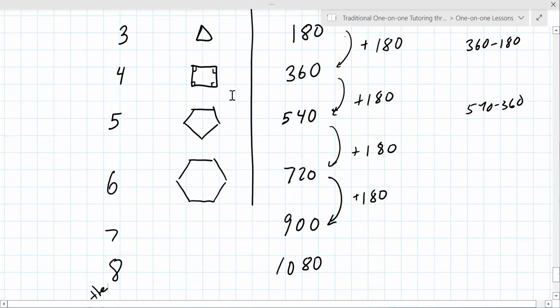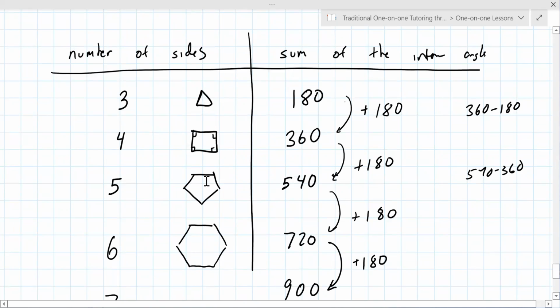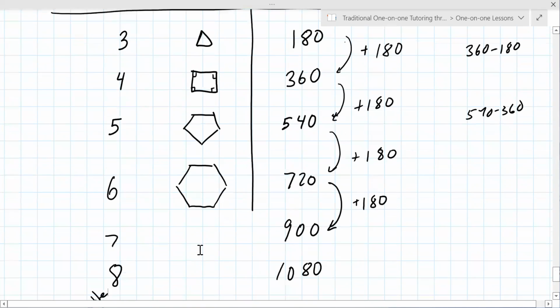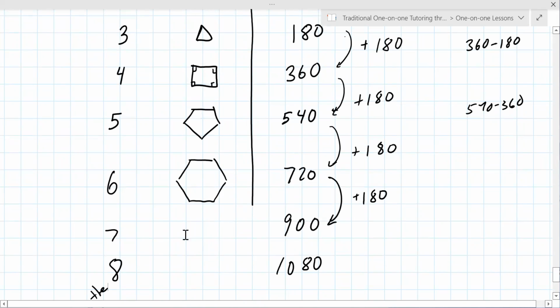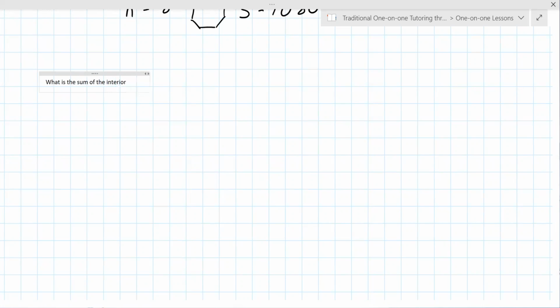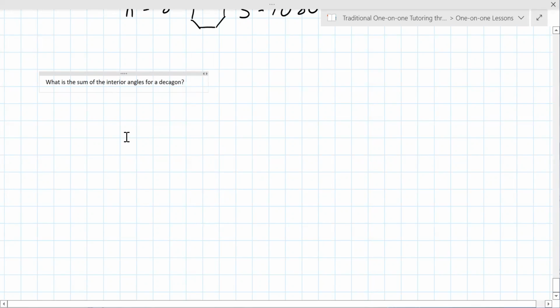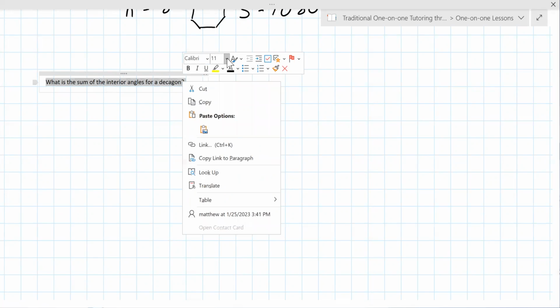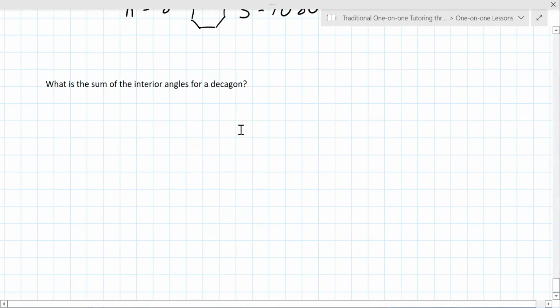Now, all of these have names like the triangle, the square, the pentagon, the hexagon. You want to check with your instructor and find out if you're going to have to memorize the names. And here's why. I'm going to give you a new problem. What is the sum of the interior angles for a decagon? There are no numbers in this, which means you have to know how many sides are in a decagon. I'm going to tell you, but that's the reason you may have to know this.